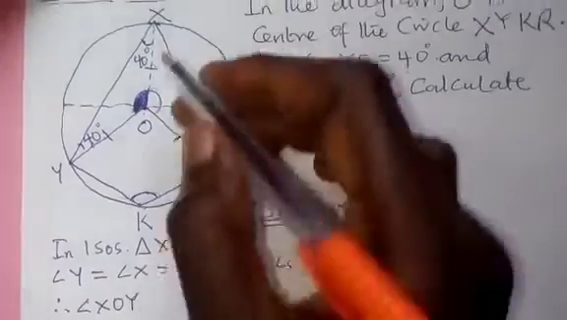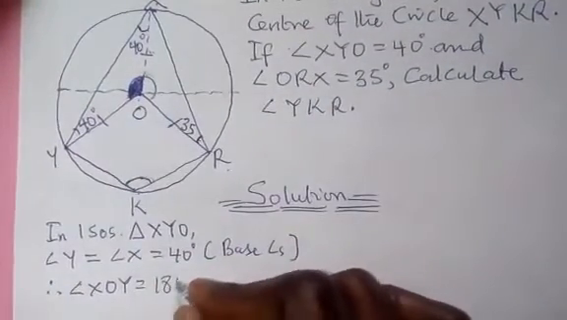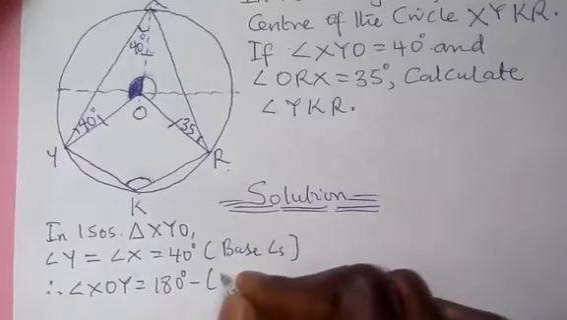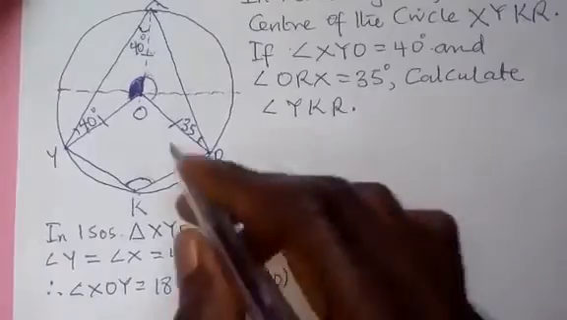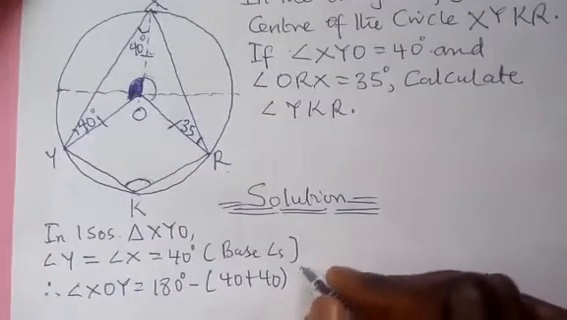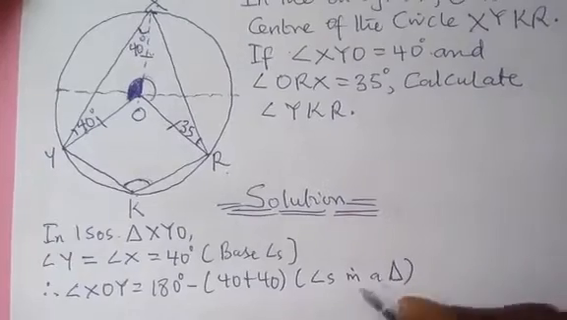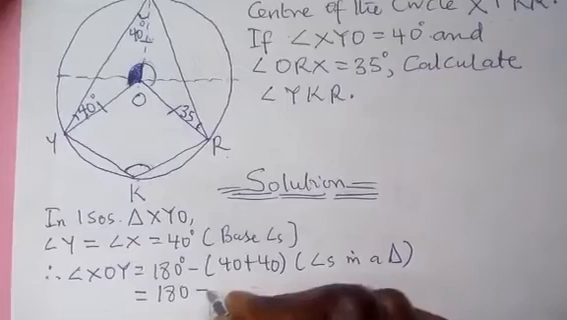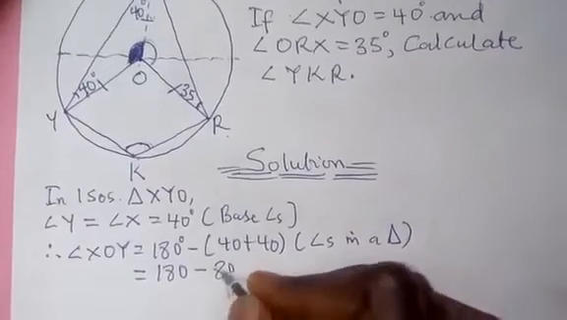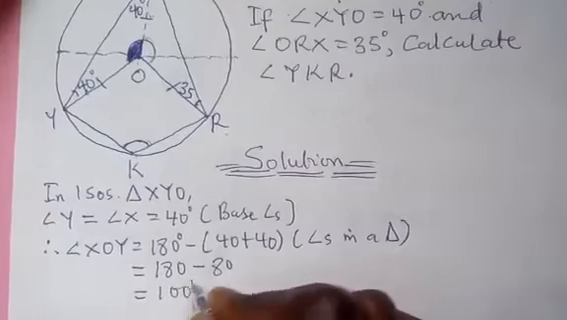is equal to 180 minus, which is what, 40 plus 40. That is what, the angles in a triangle. And if we do this very quickly, we are going to have 180 minus 80, and our final answer for angle XOY will be 100 degrees.